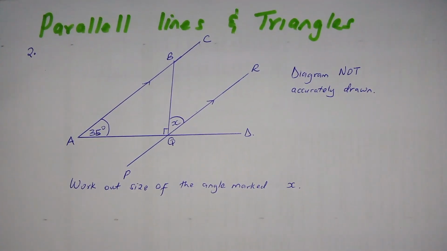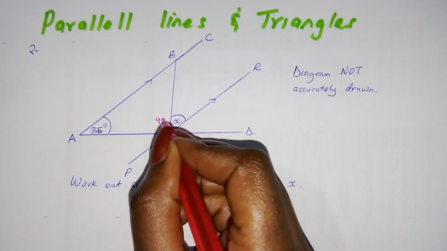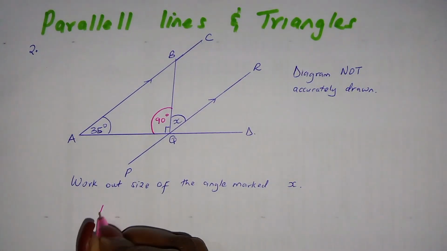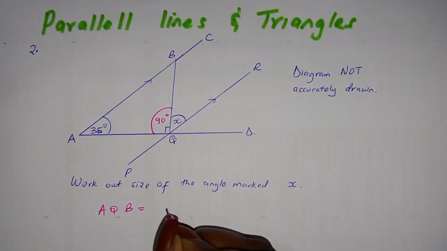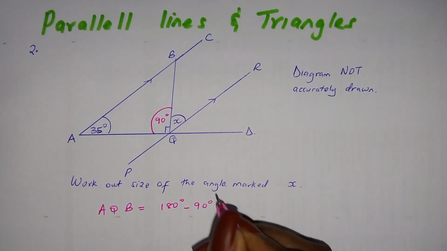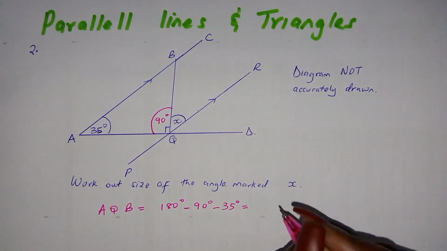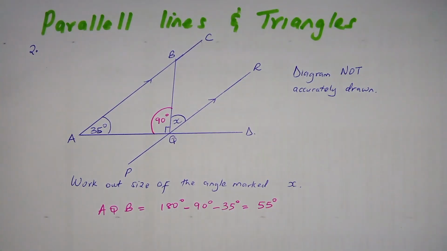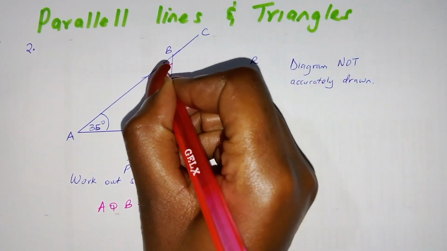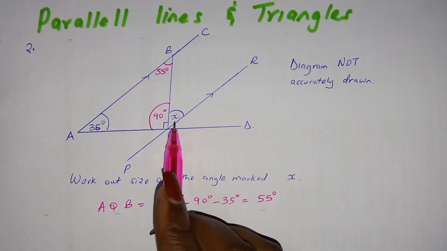Okay, so number 2, we have, right away we can say this is 90 degrees. So there, 90 degrees. Then AQB is a triangle, therefore all the angles will add up to 180. So we do 180 minus 90 degrees, then minus 35 degrees, and that would give us 55 degrees. Therefore this angle over here is 55 degrees. Okay, so I need to find X.